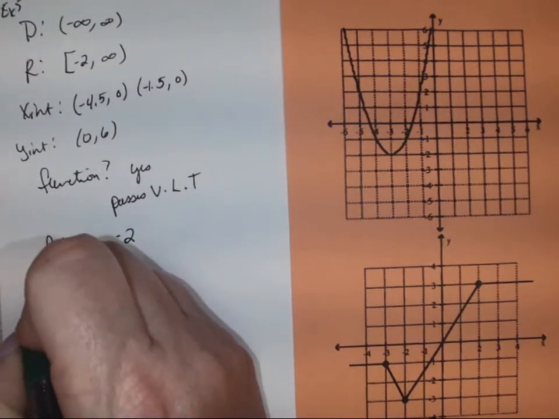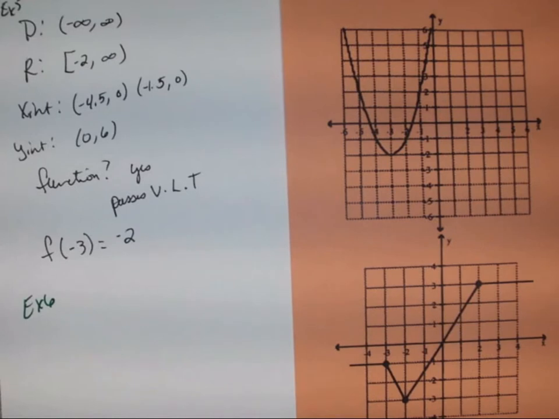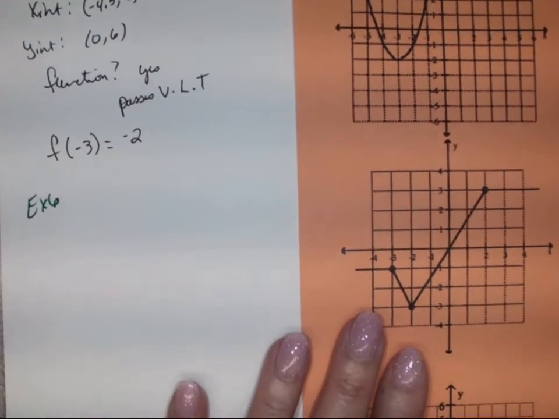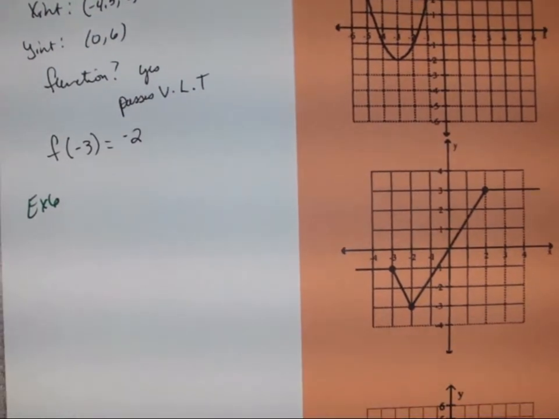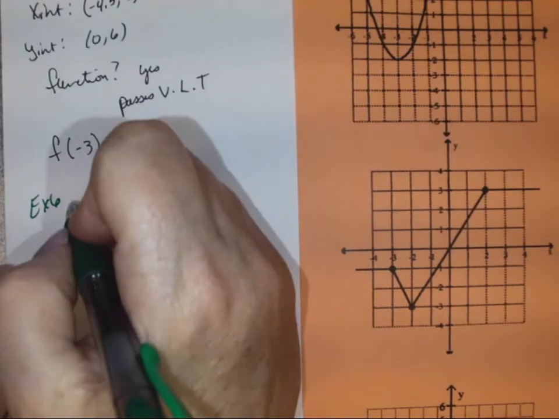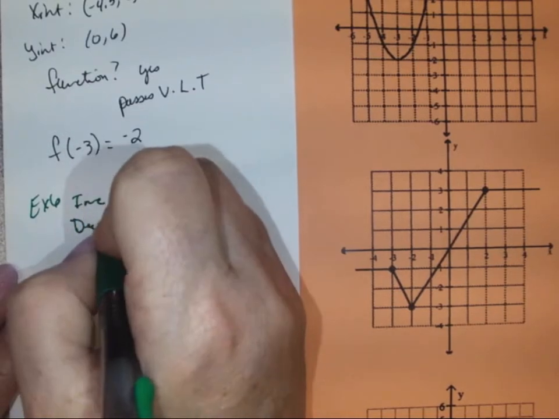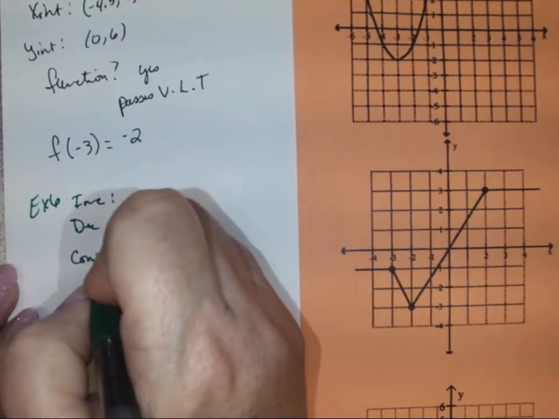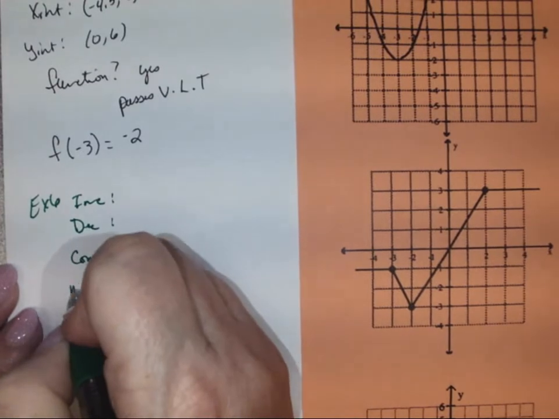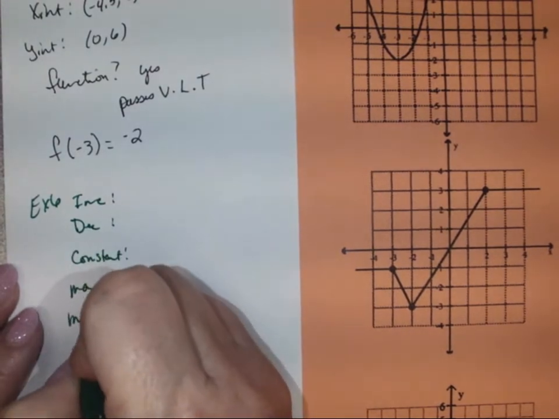All right, example 6. We're using the next graph here. For this one, we are looking at determining if there's any max or min, and where the function is increasing, decreasing, or constant. We want to use interval notation. So let's find our increasing, our decreasing, our constant, and then we'll look for a max and a min.